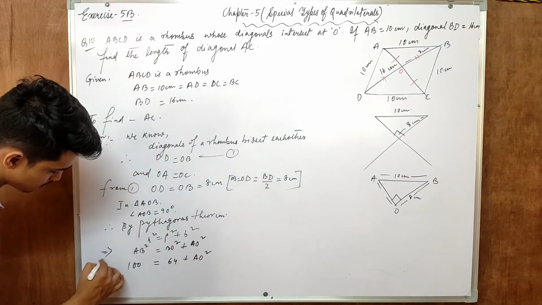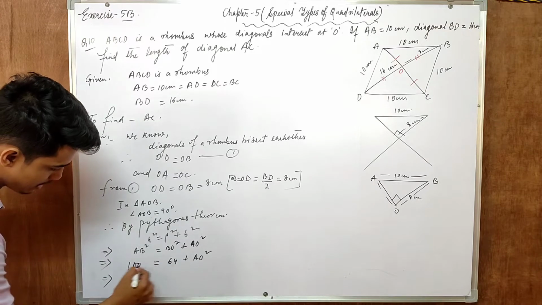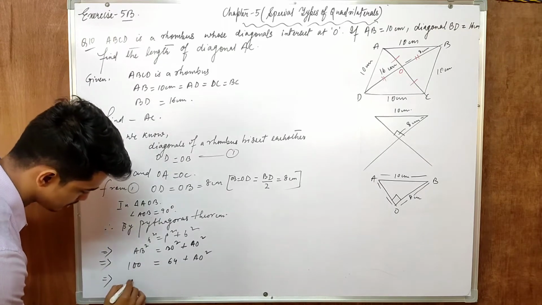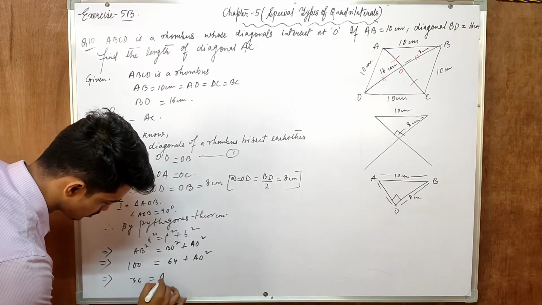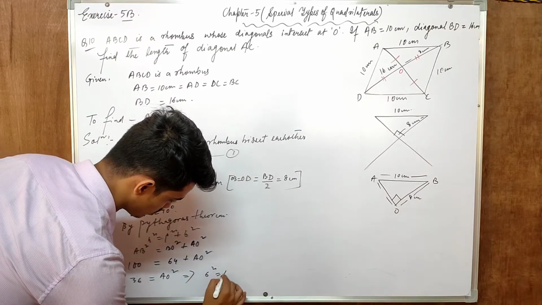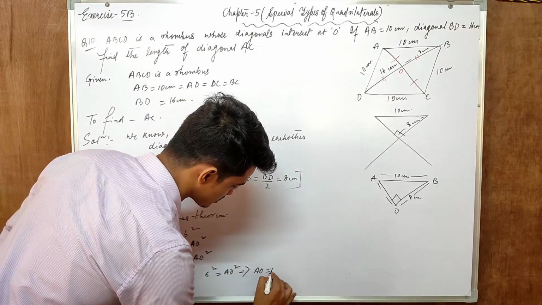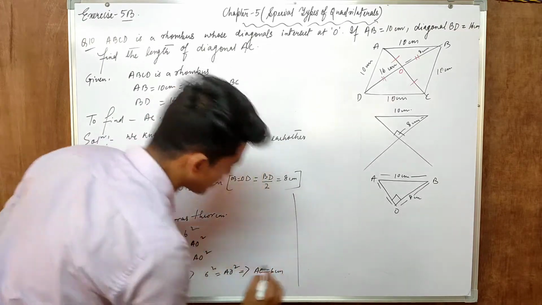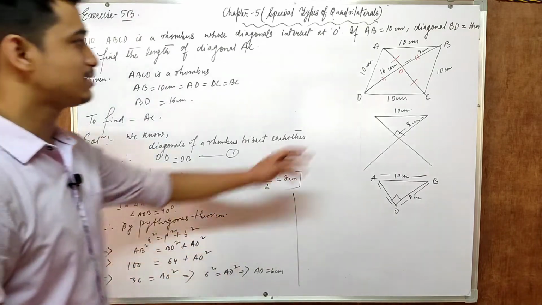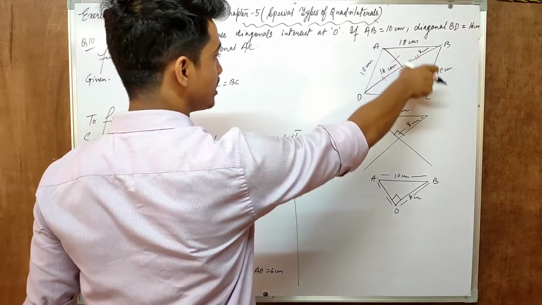One thing that I just forgot to give, that is implies sign. So now 100 minus 64 is how much? That is 36 equal to AO square. So we can write 36 as 6 square equal to AO square. So finally we can get AO equal to 6 centimeter. So if I get AO equal to 6 centimeter, and we know that OA equal to OC.